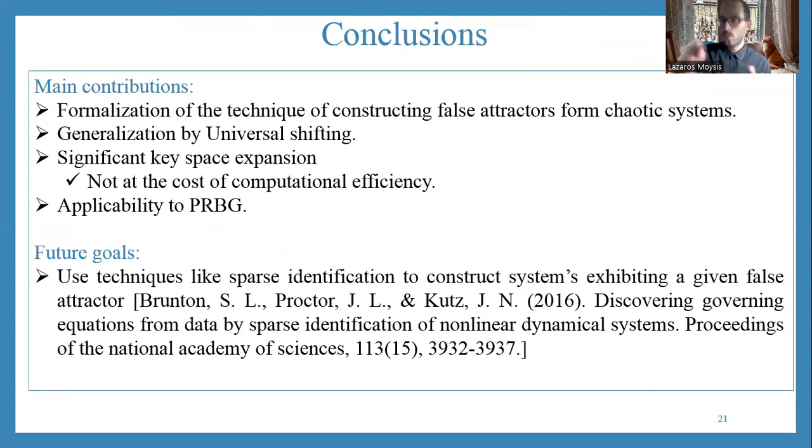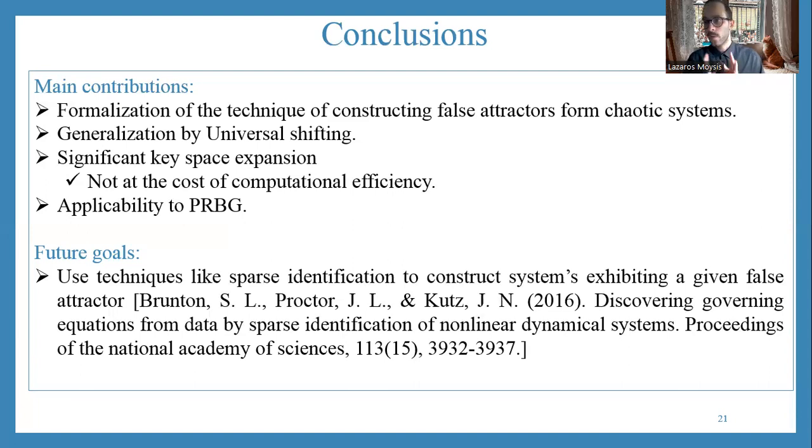We generalized the approach provided by the authors by adding one more universal shift. This just adds one more level of security in the overall design. So overall, we managed to increase the original key space of the approach. It is now much, much wider. And of course, it provides a very big key space without compromising computational efficiency. And additionally, we applied our false attractors to the design of a PRBG. Everything works successfully. Once you have a chaotic trajectory, you can have many, many different false attractors, all of them suitable for the design of a PRBG. Okay, so these are all our main contributions.